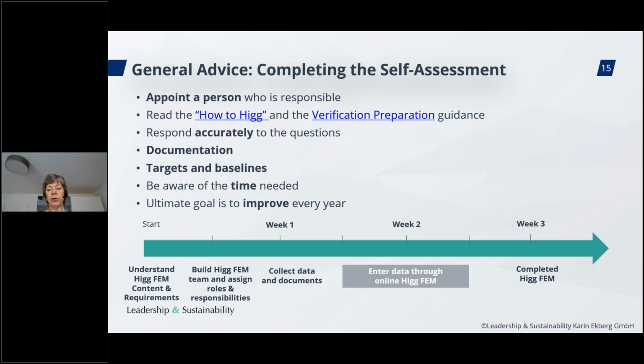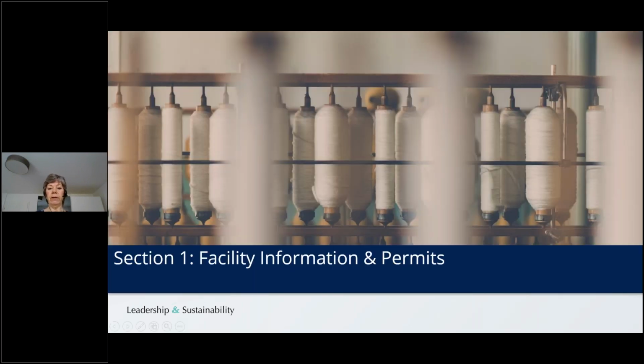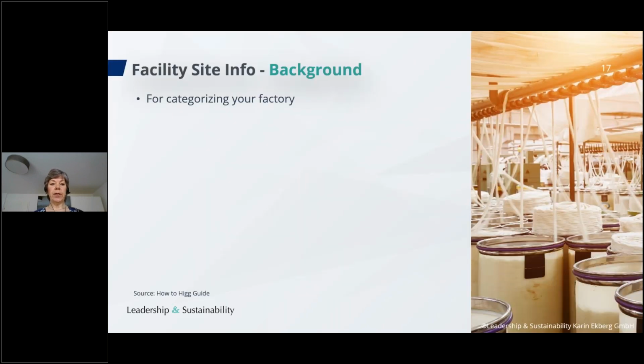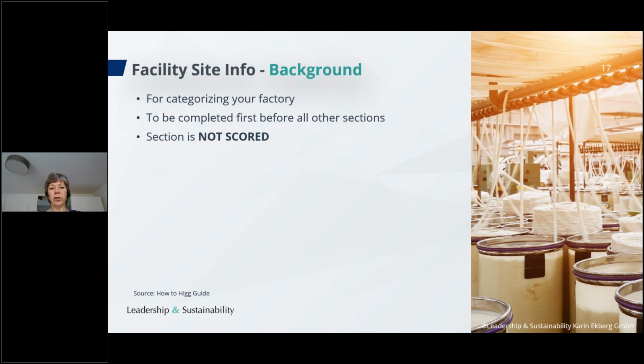Okay, so this was the introduction. And now let's go to the facility information and the permit section, the first section. And there is a lot of information here. This section is about categorizing your factory and should be completed first before all other sections. So the other sections you can take in the order that you wish, but this section should be completed first because there is a lot of information there that actually influences the data in the other sections and the questions as well. And this section is not scored.